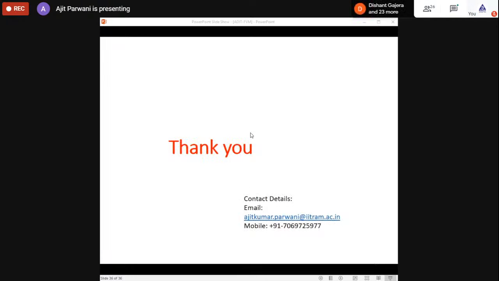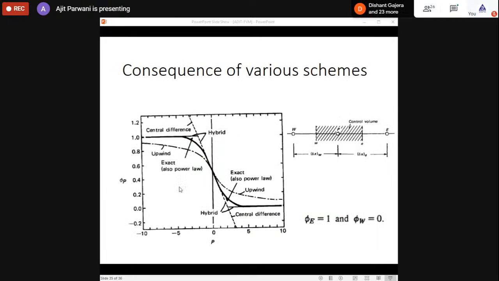So if you see the f by d is having a small value, so the Peclet number is very small. That is, the velocity is very small. f by d is equal to p. Okay, this p is equal to f by d. So if f is very small, then the Peclet number is very small. If the velocity is very small, then the Peclet number is very small. If f is very small, then with the central difference scheme, you will get the exact solution. There is no issue in it.